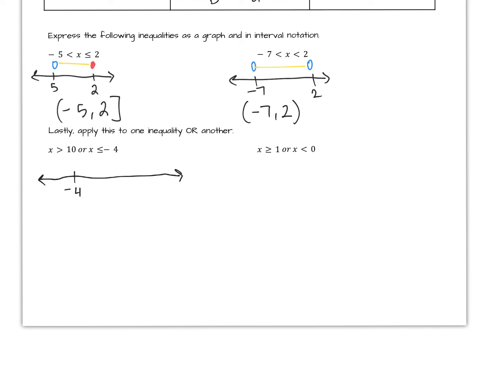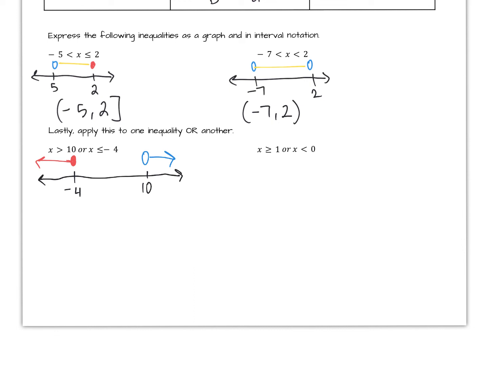So let's say that's -4 and this is 10. So if x can be greater than 10, I have my open circle at 10, everything to the right. I can be less than or equal to -4, which is a closed circle at -4 and everything to the left. So notice how there's no overlap. So we're actually going to have two intervals. And when we're deciding which interval to write first, we always write the interval for the less than inequality first. So that means I'm going to write the interval that represents everything less than or equal to -4 first.